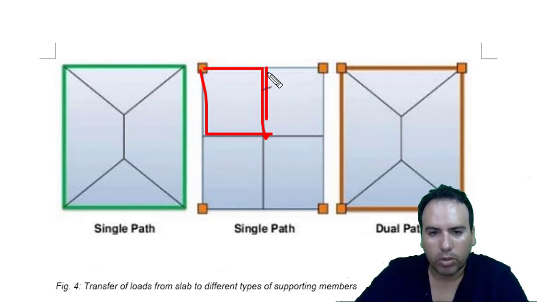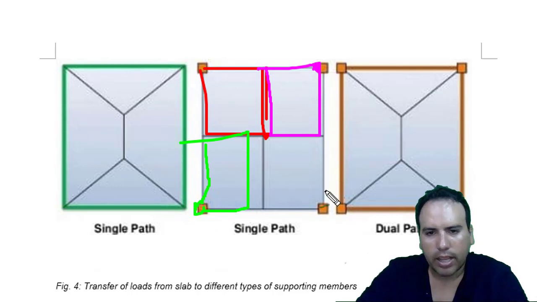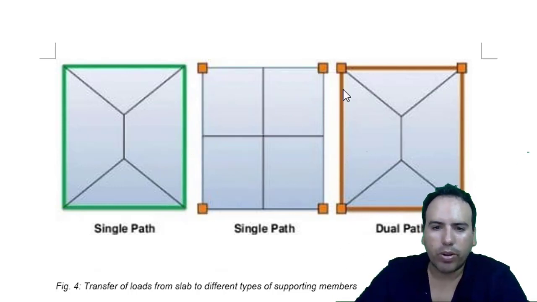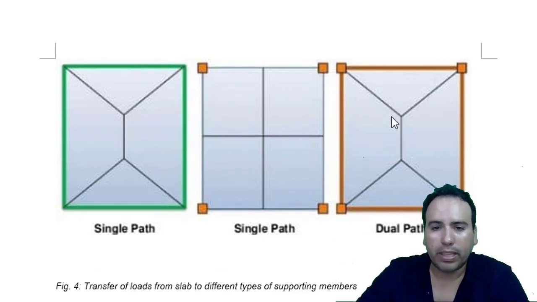It depends on the column. This area goes to this column over here, and this area goes to this column over here, and so on and so forth. But if you have slabs, you don't have walls, but you have beams under your slab, then the load will be spread in the same way as if you had walls or something like that.